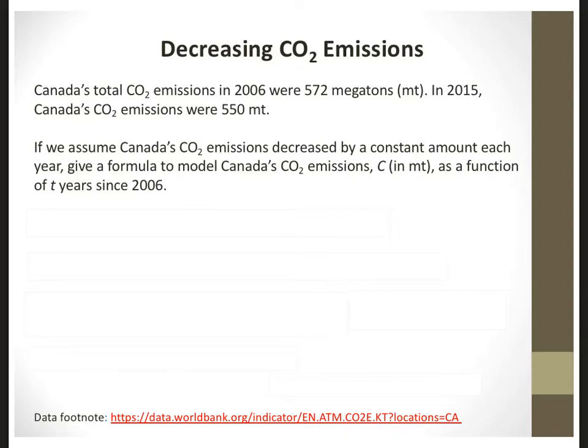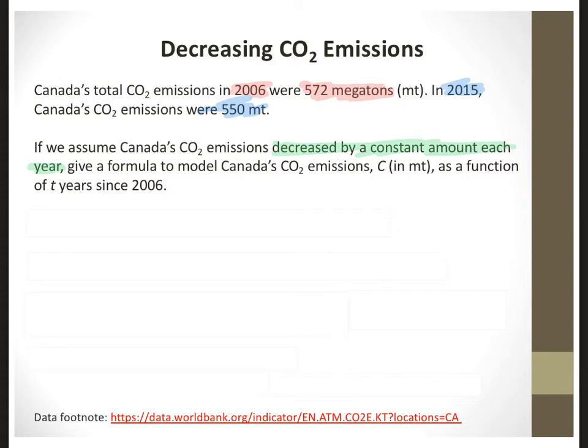So one really important thing to catch in this statement is the fact that if we assume they're decreasing their emissions by a constant amount each year, this is the indication that we would want to use a linear function. And in order to find the linear model, we need 2 bits of information. I've got 1 bit of information that says in 2006, it was 572 megatons. And then I have a second data point that says in 2015, Canada's CO2 emissions were 550 megatons. So that should be enough to construct this model.